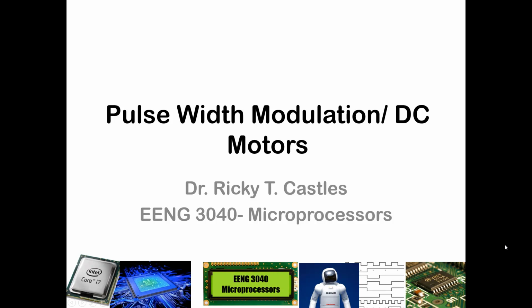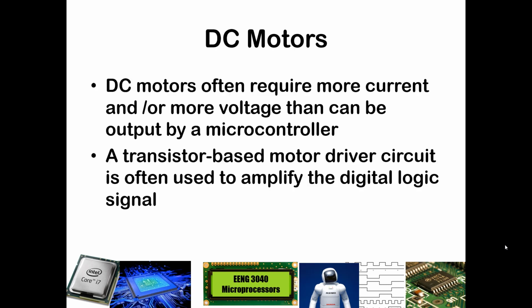This lecture will introduce how to generate pulse width modulated signals using a PIC microcontroller and how they can be used to control DC motors. DC motors are easily controlled by a PIC microcontroller but often require external hardware. In this lecture we will discuss how a digital signal from a microcontroller can be used to generate the control signal necessary to control external transistor-based circuits that can allow us to vary the speed of a DC motor.